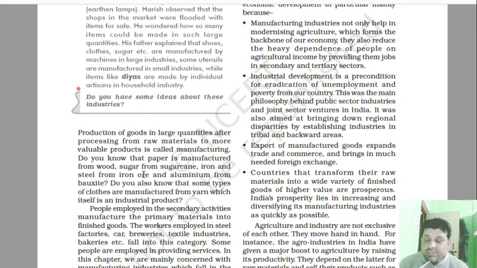So cotton is the primary product, but prior to manufacturing of the cloths, it has to be converted into the thread and yarn. So yarn, the fibre, from the fibre thread is made, and from thread then cloths are made. So yarn, meaning thread, is prepared in the spinning industry.